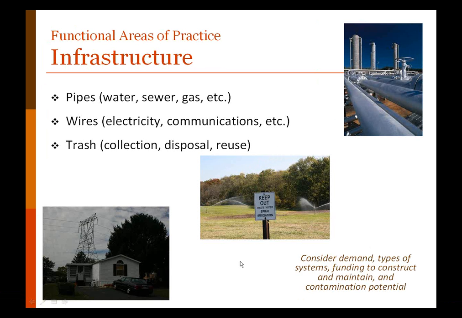All right, looking at infrastructure, there's 3 basic types outside of transportation of infrastructure. And we'll look at those on this slide and then look at transportation separately. The 3 basic types are pipes, wire, and trash. And piped infrastructure includes water, sewer, and gas. There may be a few others out there that get piped as well. But the basics in most of our communities are going to be water, sewer, and gas.